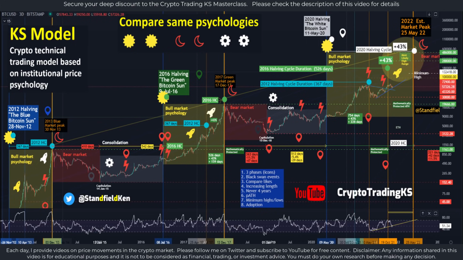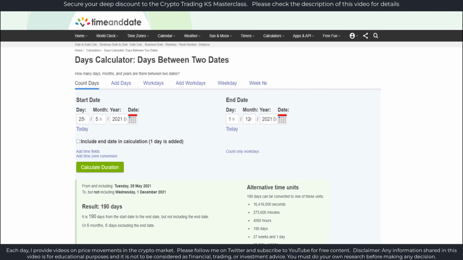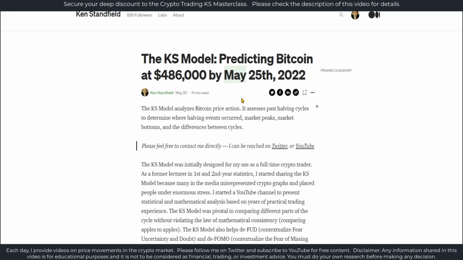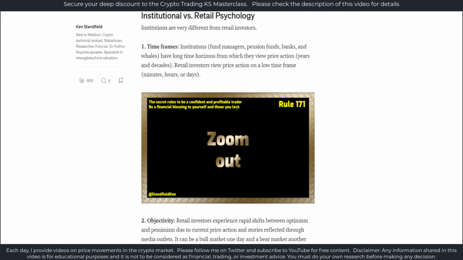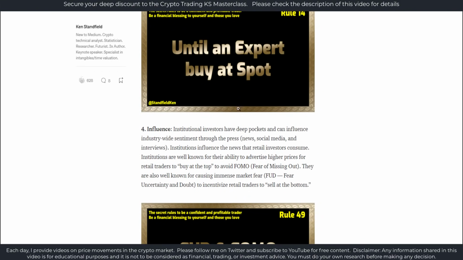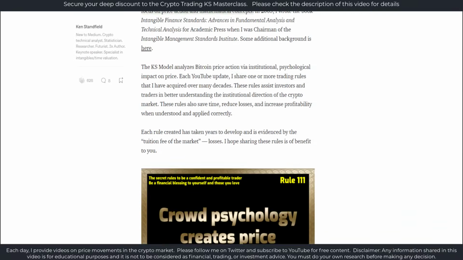This is a special episode about the KS model. The KS model is a crypto technical trading model based on institutional price psychology. I first wrote about it back on the 25th of May, around 190 days ago. I put this article on Medium predicting $486,000 for Bitcoin by May 25th, 2022. The link to this article is in the description of this video. This particular article just goes through the mechanics of the KS model.